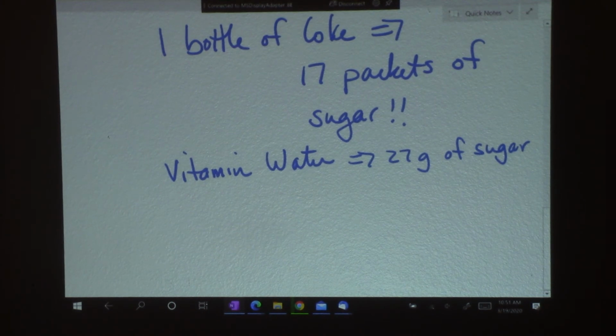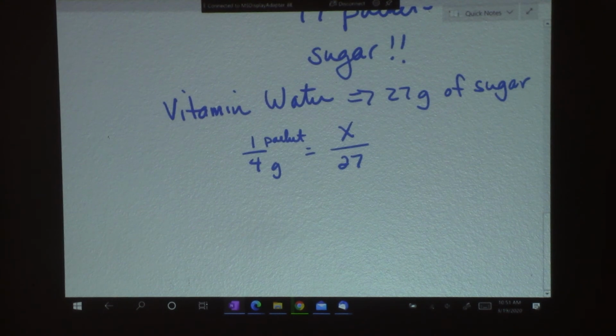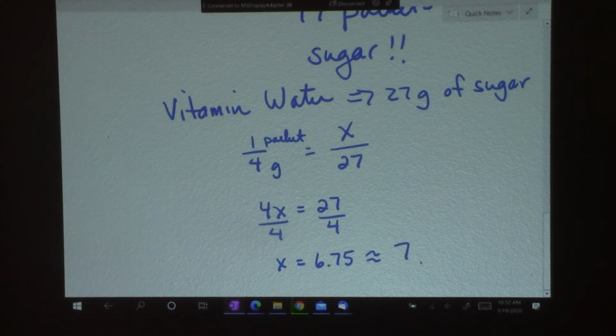Okay, so now I'm going to use my ratio of 1 to 4. So 1 packet to 4 grams equals how many packets over 27? So I cross multiply and I divide, and let's see what I get. I am going to let you catch up there. And I get 6.75, so I have to round that up to 7 packets of sugar.